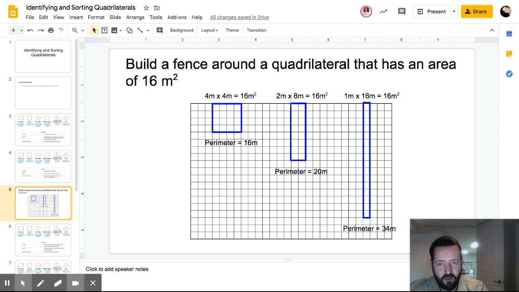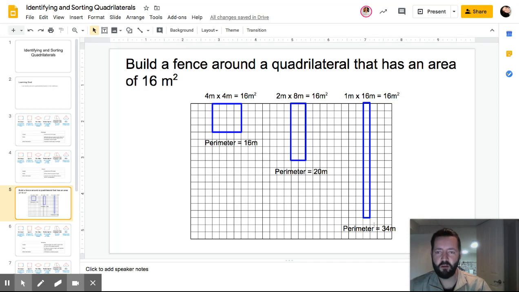Here we have 8 plus 2, which gives me 10. And then around the other side here, we have 2 plus 8, which gives me another 10. So it turns out the perimeter here is 20 meters. And the last option here, we've got 16 plus 1, which is 17, and then another 16 plus another 1 is another 17, so 17 plus 17. Whoa, that's a perimeter of 34 meters.